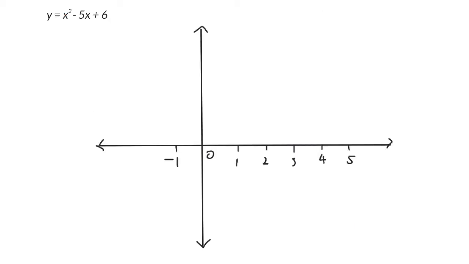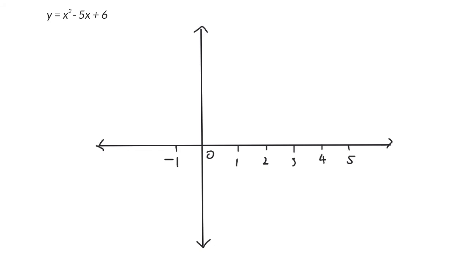Here we've got y equals x squared minus 5x plus 6. I'm going to use a table of values between minus 1 and positive 5 here, only because I know those numbers are going to give me a good shape. It's also going to include my turning point as well.